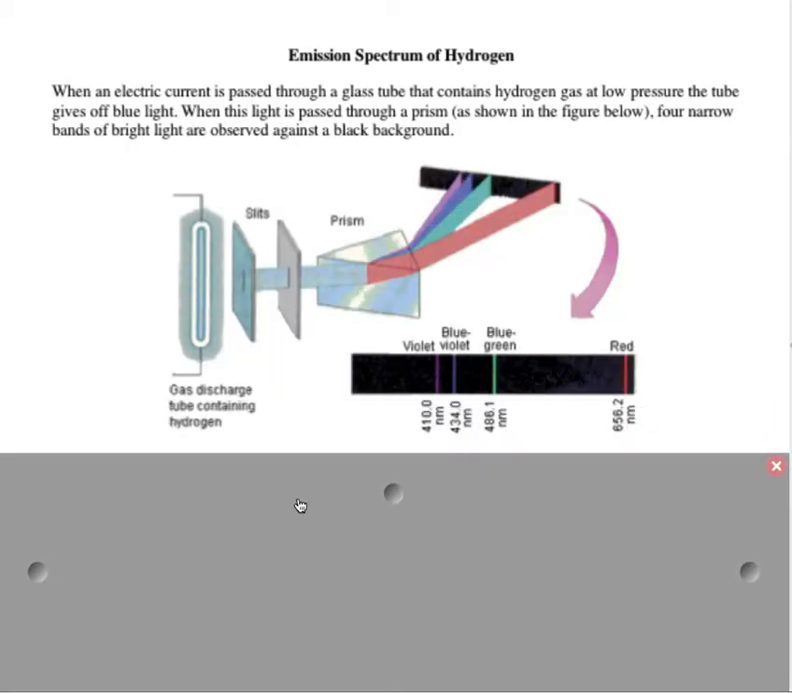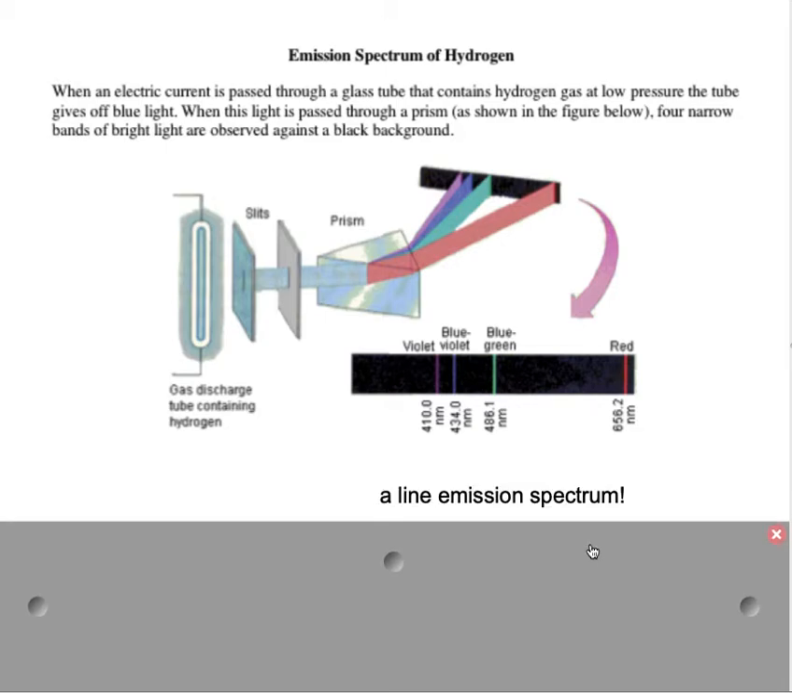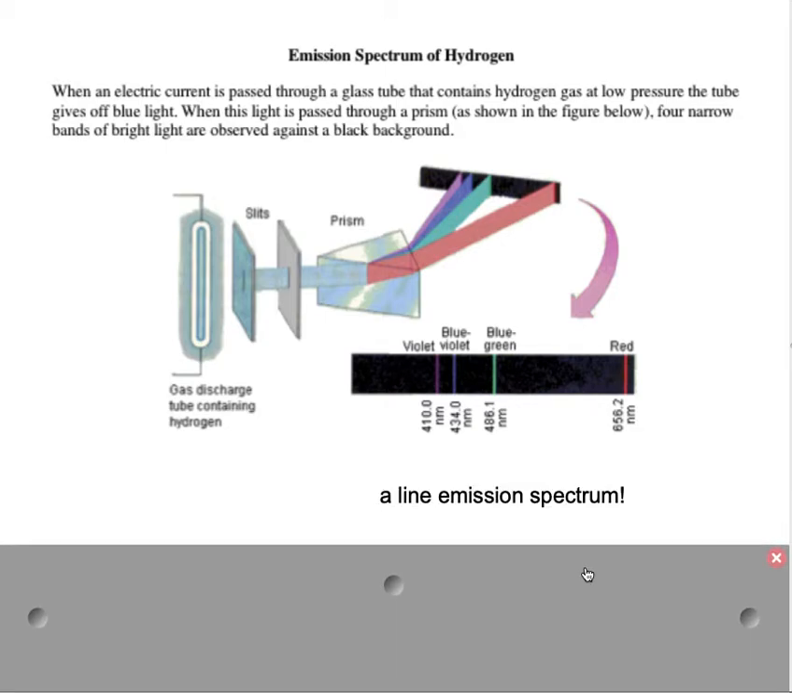Check this out. On the left is the gas discharge tube containing hydrogen. I excite the hydrogen atoms by passing electric current through it. When I pass that light through a prism, though, instead of seeing a continuous spectrum, that is, instead of seeing a rainbow of all colors, I only see what's called a line emission spectrum.